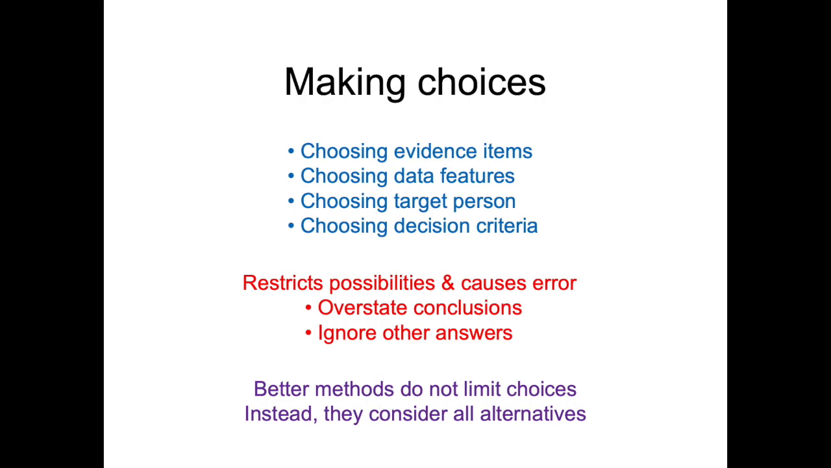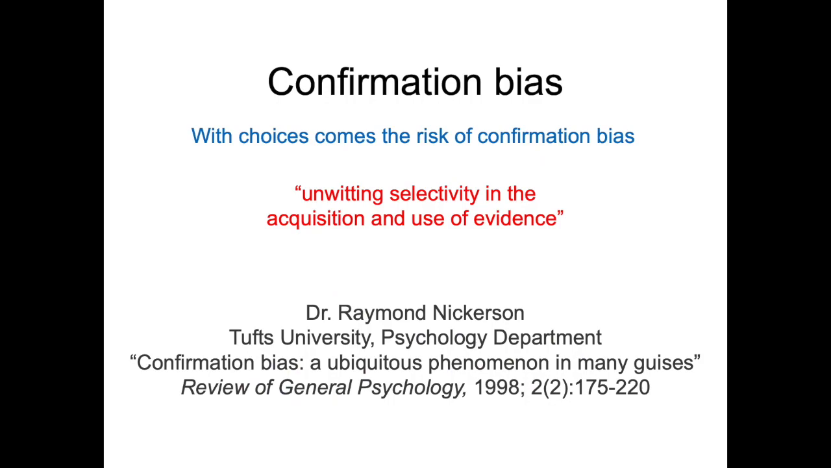Making definite choices can restrict forensic possibilities and cause error. It can lead to scientists overstating their conclusions as well as ignoring other possible answers. Better interpretation methods do not limit choices. Instead, they consider all the alternatives. Confirmation bias is a well-known problem in forensic science. With choices comes the risk of confirmation bias.